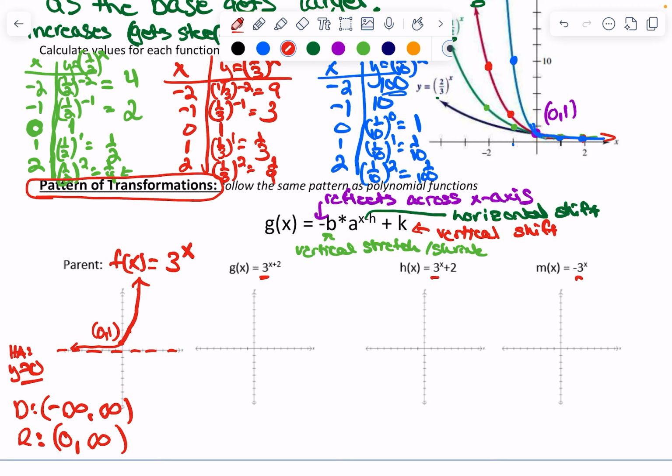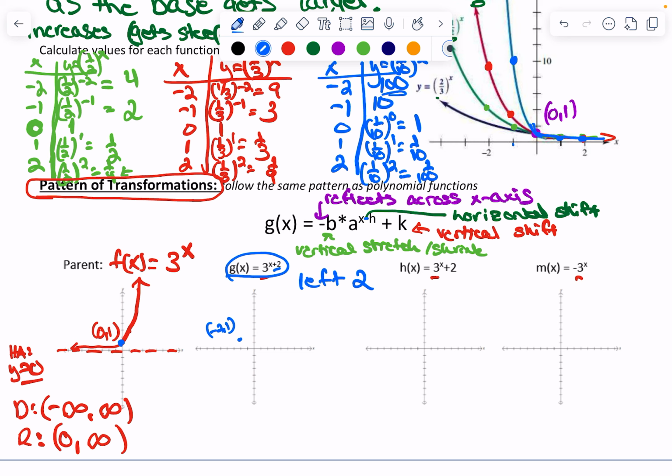Okay, let's look at this next example here. g of x equals 3 to the power of x plus 2. So we have that plus 2 here. That is our horizontal shift. And again, remember that this is a negative. So this is actually a negative 2, which means that it's going left 2. So what can we do? We can kind of move everything to the left 2. So this point 0, 1 is going to be moved 2 to the left, so it becomes negative 2, 1.